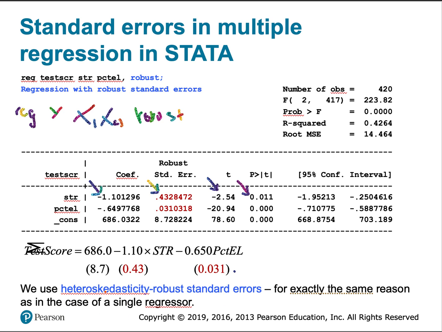We've used heteroscedasticity-robust standard errors for the exact same reason as in the case of a single regressor: typically we are working with data that demonstrates heteroscedasticity, and even if we had homoscedasticity, there would be little to no penalty for using the heteroscedasticity-robust standard errors. But if in fact we did have heteroscedasticity and used the homoscedasticity-only standard errors, then we would have a problem. So we're using heteroscedasticity-robust standard errors. And that is it for testing hypotheses about a single coefficient in multiple regression.